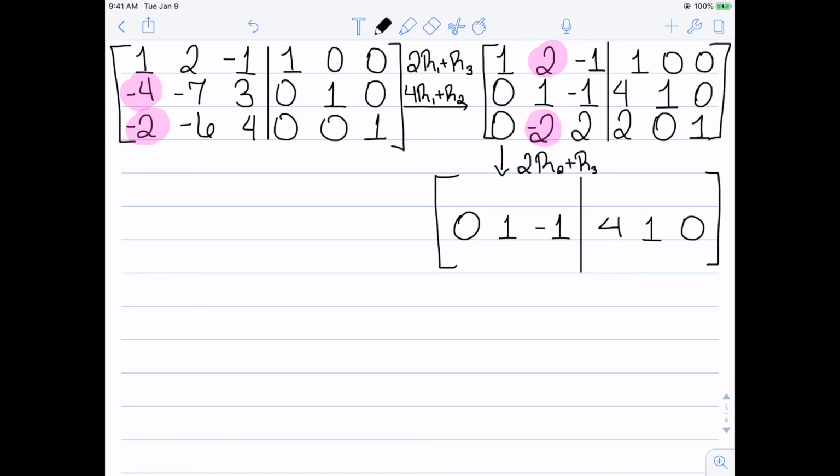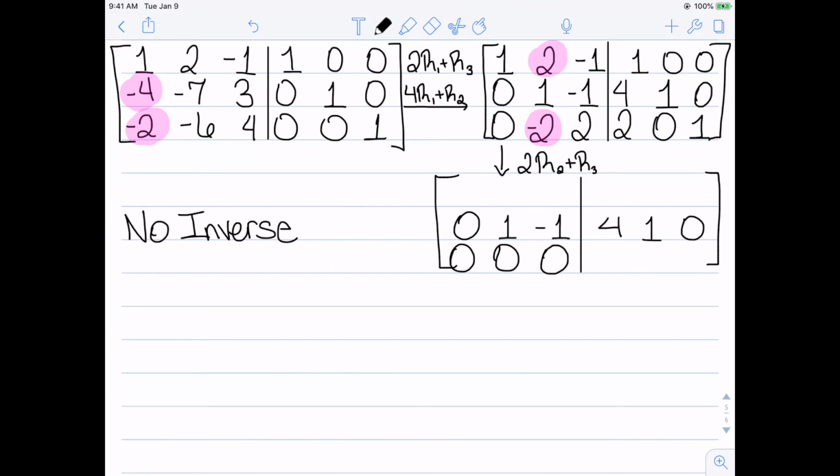I then have 2 times 0 is 0, plus 0 is 0. 2 times 1 is 2, minus 2 is 0. And 2 times negative 1 is negative 2, plus 2 is 0. And I'm going to go ahead and stop right here. Because we see this row of zeros, we know this is not the identity matrix. I'm not going to be able to reduce this to the identity matrix.